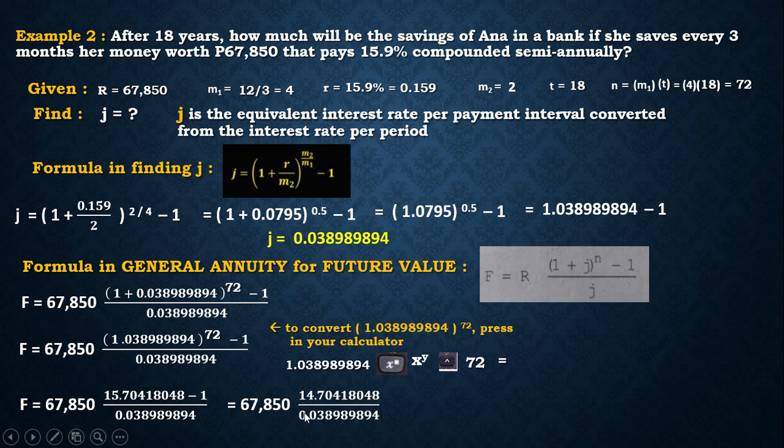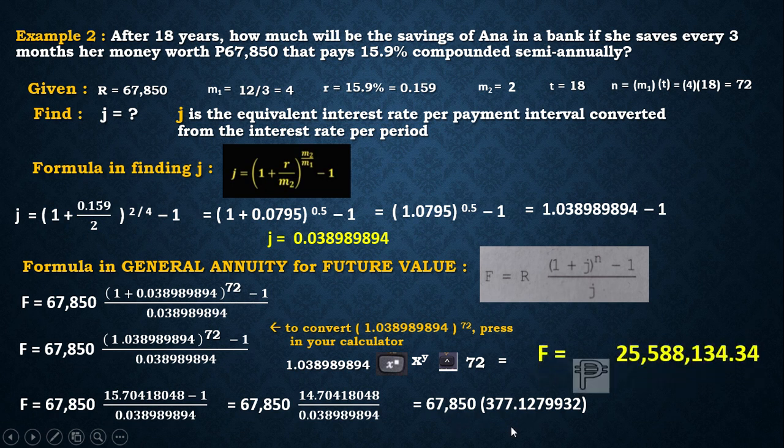Next step, i-divide po natin ito. Yung numerator sa denominator, 14.7041848 divided by 0.038989894. I-divide po natin ito. Ito po ay mananatiling 67,850. Dinivide po natin ito po ang nangyari. 377.1279932. So after that, i-multiply po natin yan dito kay 67,850. So pag minultiply natin yan, ito po ang lalabas.